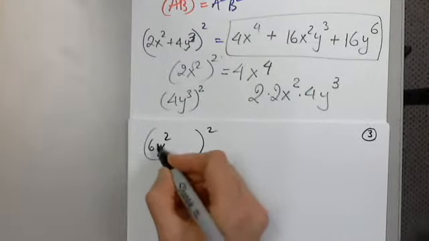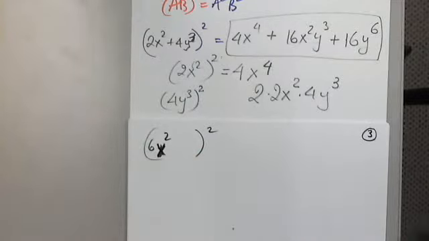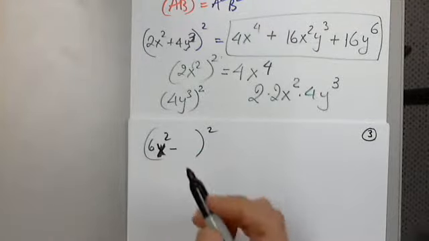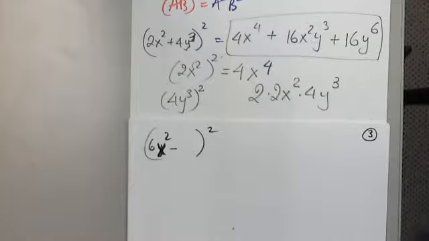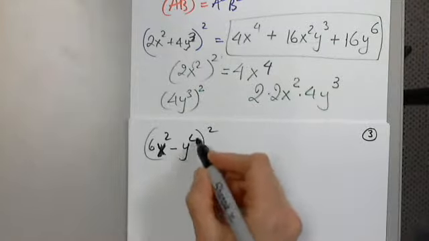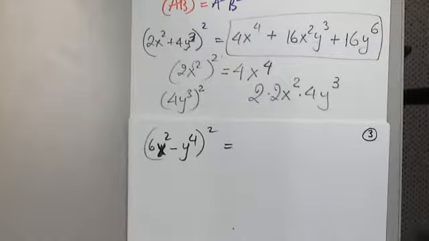Okay, 6x squared. But we're talking about minus. No problem. Minus 2y to the 4th. Okay, let's say y to the 4th. Very good. Okay, first term squared, please.